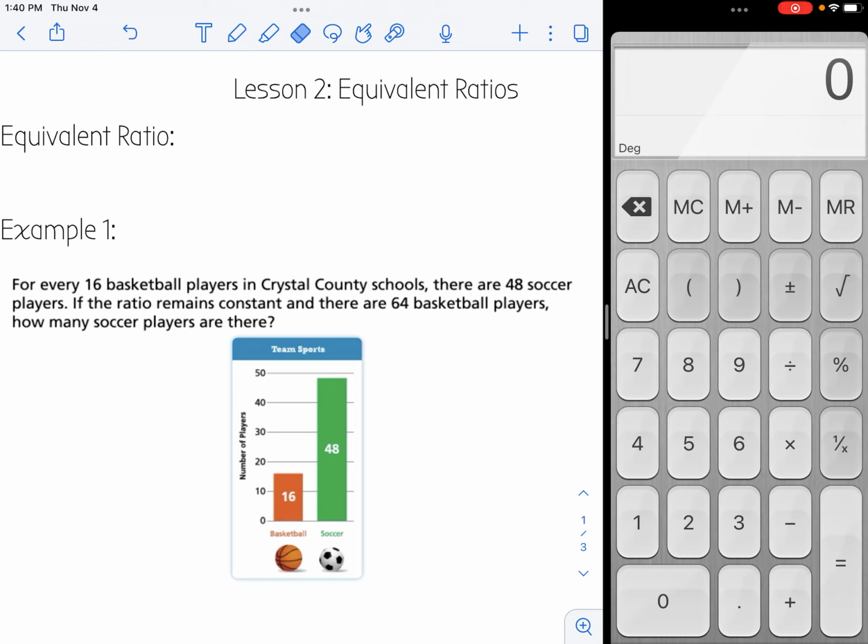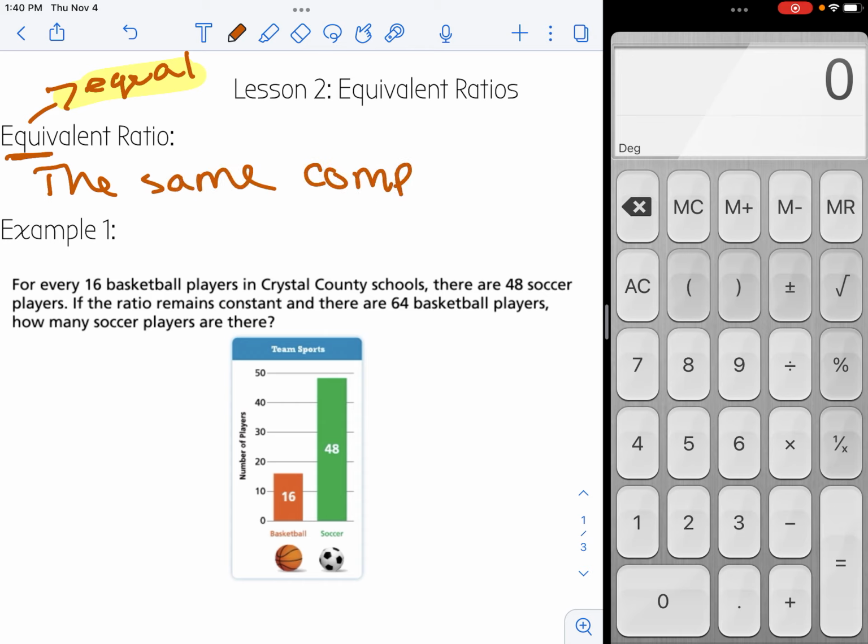So first off, what is an equivalent ratio? The first part, equivalent, sounds similar to equal. So whenever you see the word equivalent, you're going to think equal, because equivalent ratios are the same comparison of numbers. The same or equal, that is what an equivalent ratio is. So let's see an example.